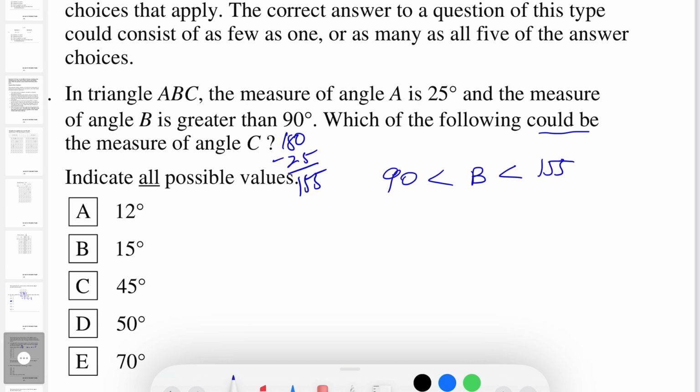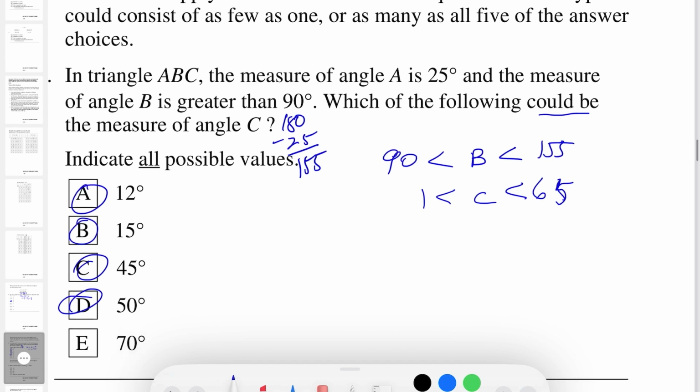All right, so the way I'm going to figure out what C is: C has to be at least 1 degree, right? Because we know there's a third angle, so it has to be at least 1. And if B were 90, we're left with 65. So C has to be somewhere between 65 degrees and 1 degree. And then I'm just going to choose every answer choice that is in that range. So it is A, B, C, and D.